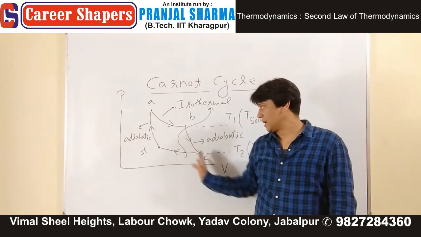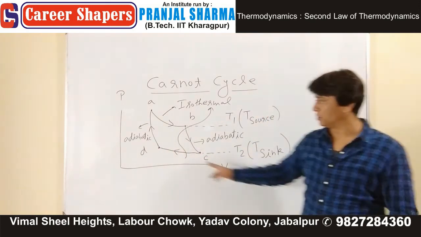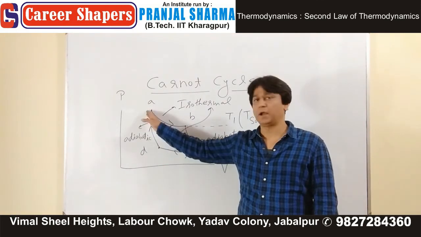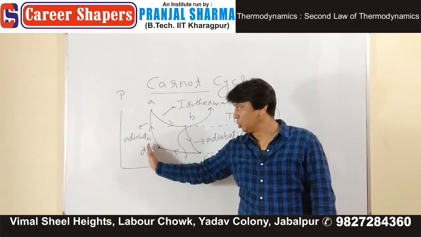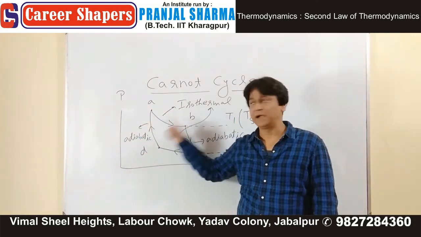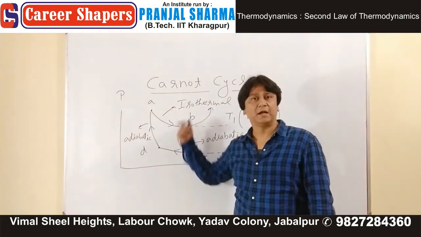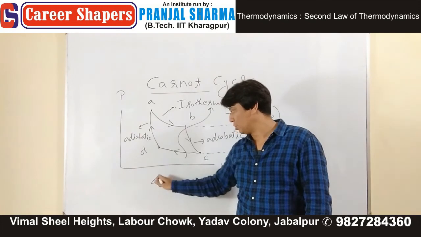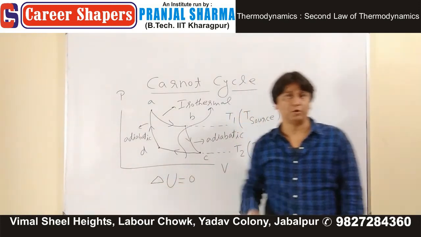So, from C to D, isothermally, volume is decreased at temperature T2, and then from D to A, adiabatically, volume is further decreased, and the whole setup arrives at the initial position. If it arrives at the initial position, it's a cyclic process. You know that delta U for the system will be what? Zero.